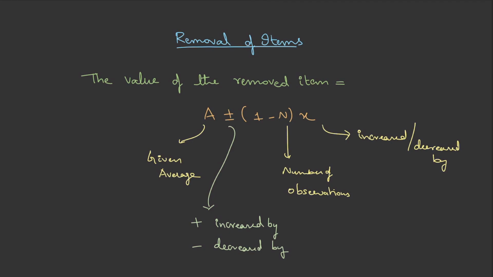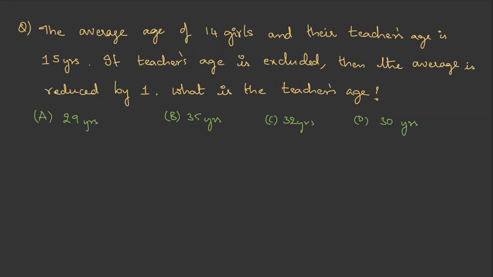Okay, to understand this, let's do one question. The average age of 14 girls and their teacher's age is 15 years. If the teacher's age is excluded, then the average is reduced by 1. What is the teacher's age?